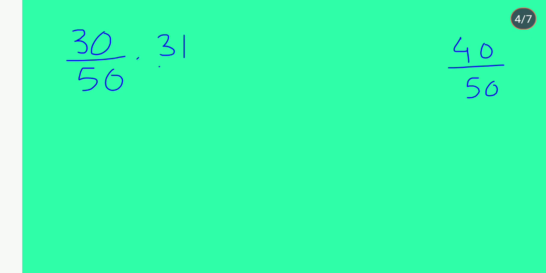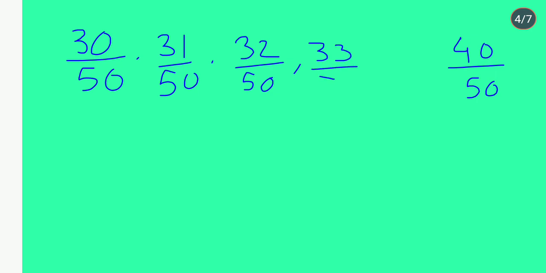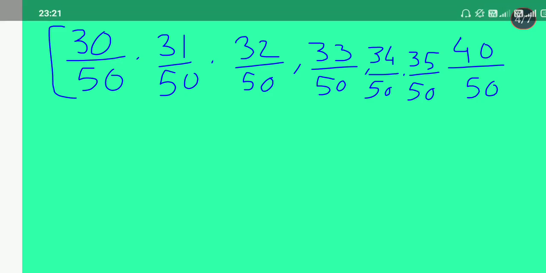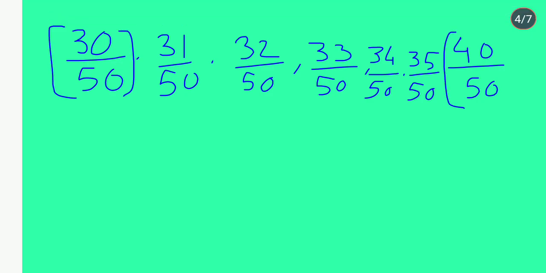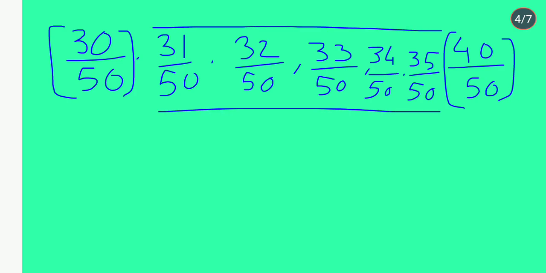So 31 by 50, 32 by 50, 33 by 50, 34 by 50, 35 by 50, and so on. So you can say that between 30 by 50 and 40 by 50, these are the numbers which are lying between 3 by 5 and 4 by 5. This will be your answer.